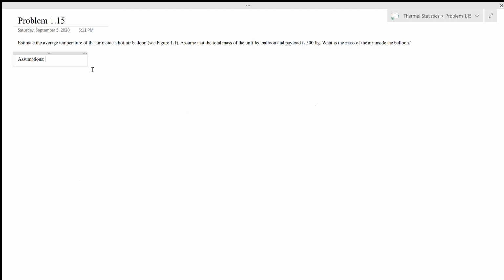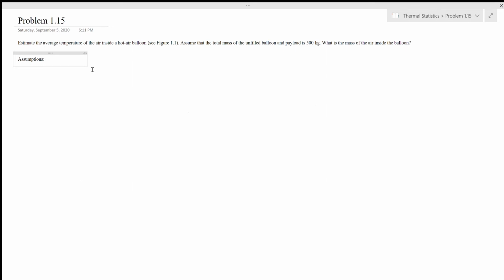Hello everybody, I'm going to solve problem 1.15 from my physics textbook. The problem is: estimate the average temperature of the air inside a hot air balloon, see figure 1.1. Assume that the total mass of the unfilled balloon and payload is 500 kilograms. And what is the mass of the air inside the balloon?